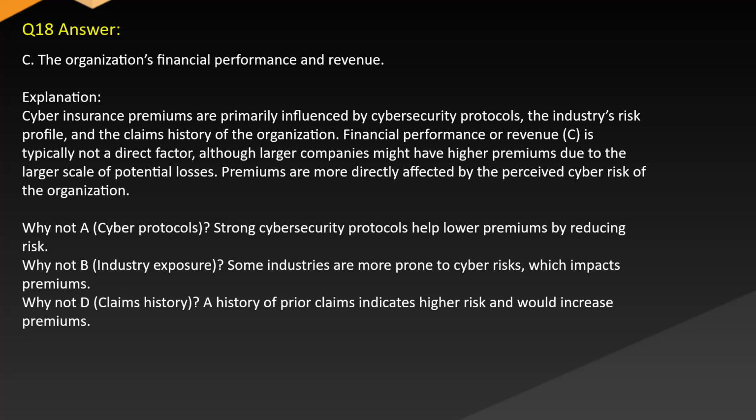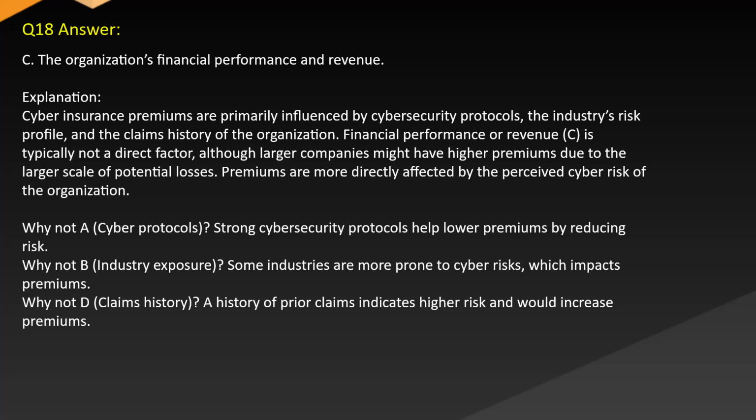Answer. C. The organization's financial performance and revenue. Explanation. Cyber insurance premiums are primarily influenced by cybersecurity protocols, the industry's risk profile, and the claims history of the organization. Financial performance or revenue, C, is typically not a direct factor, although larger companies might have higher premiums due to the larger scale of potential losses.